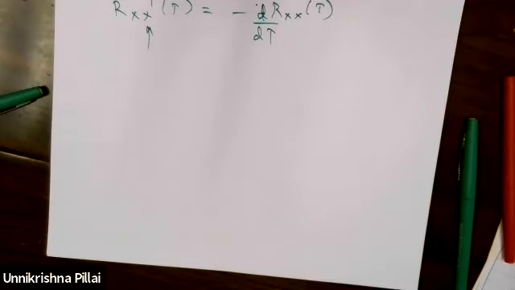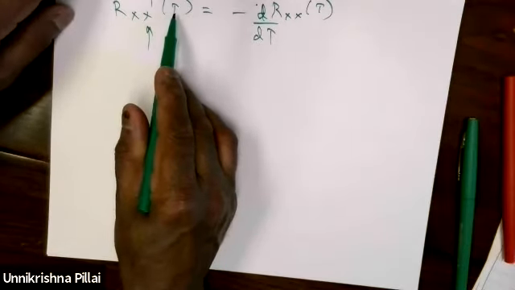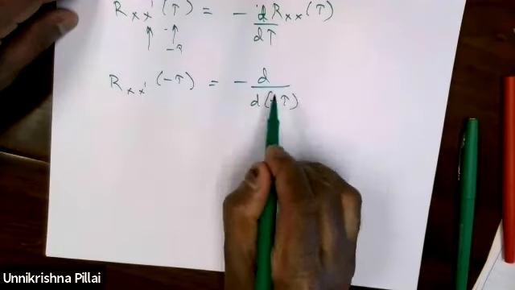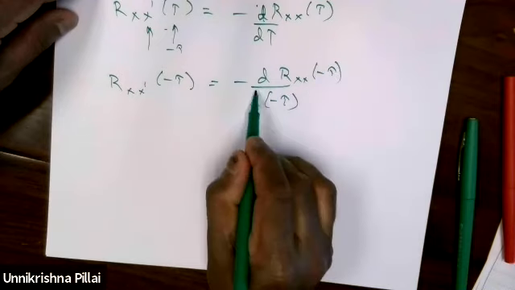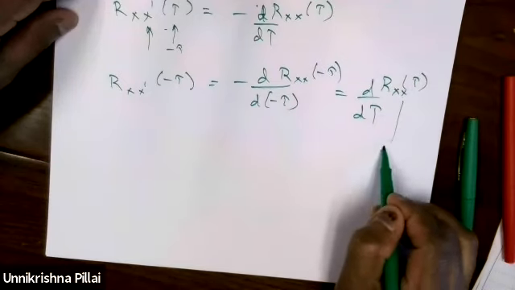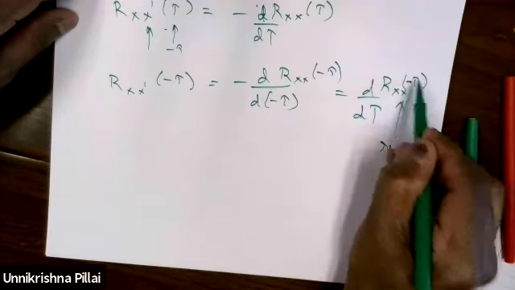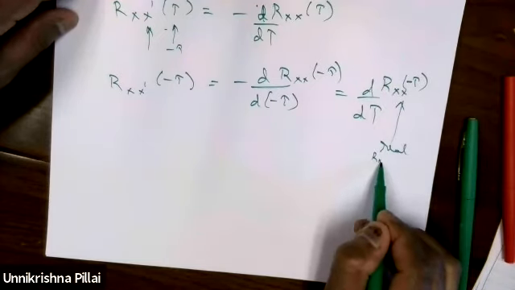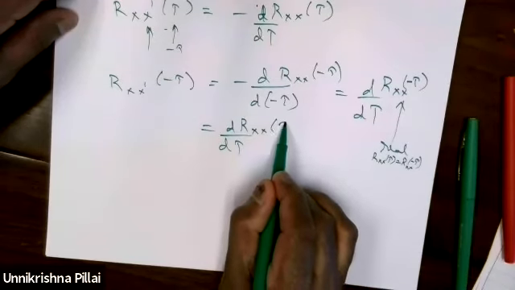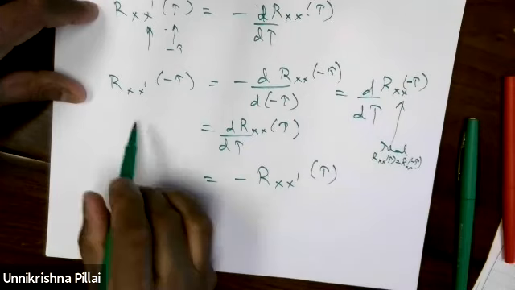Now I'm going to manipulate this. Watch, where I have tau, I'm going to replace tau by minus tau everywhere. So this becomes Rxx prime minus tau is minus d by d of minus tau Rxx minus tau. So this minus minus goes, and you get d by d tau of Rxx tau. And if x of t is a real process, then Rxx tau and Rxx minus tau are the same. So this is simply d by d tau of Rxx tau. But look at the top equation. That's nothing but minus Rxx prime tau. So you get this.